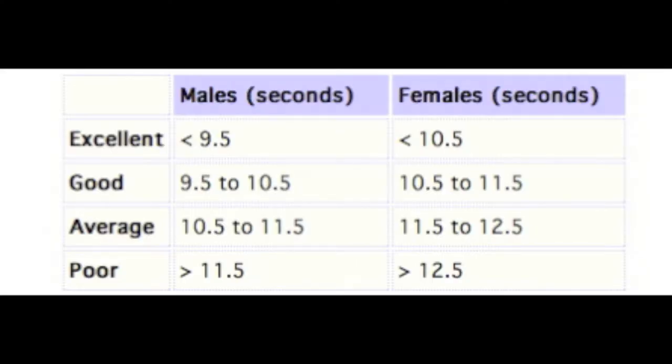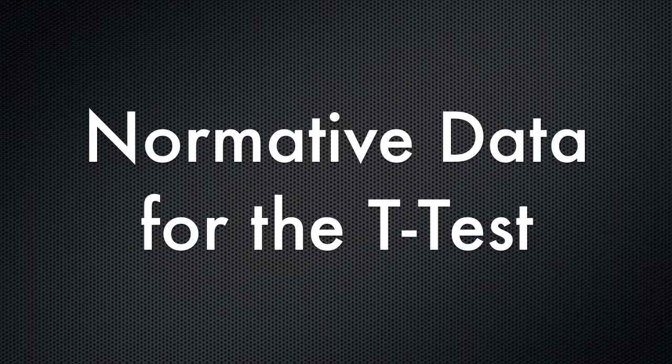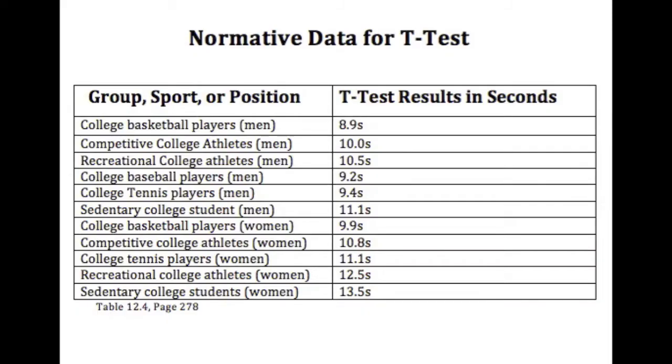This is a chart from the Tops End Sports website. This chart is based off the overall population tested, characterized by excellent, good, average, poor, and gender. This is the normative data for the t-test measured in seconds, based off specific sports and gender.